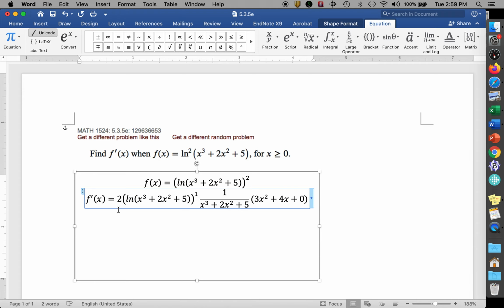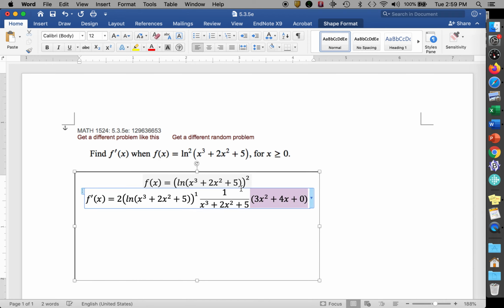So we've got all the parts for all the different layers. We started on the outside with the power rule. 2 times the inside stays the same, but it's to the first power. Then we did the natural log, 1 over that stuff. And then we multiply last of all by the derivative of the very most inside layer, which was 3x squared plus 4x. Okay, so now if you try to put this all into a form so it'll look like one of the answers, it'll probably be something along the lines of this.